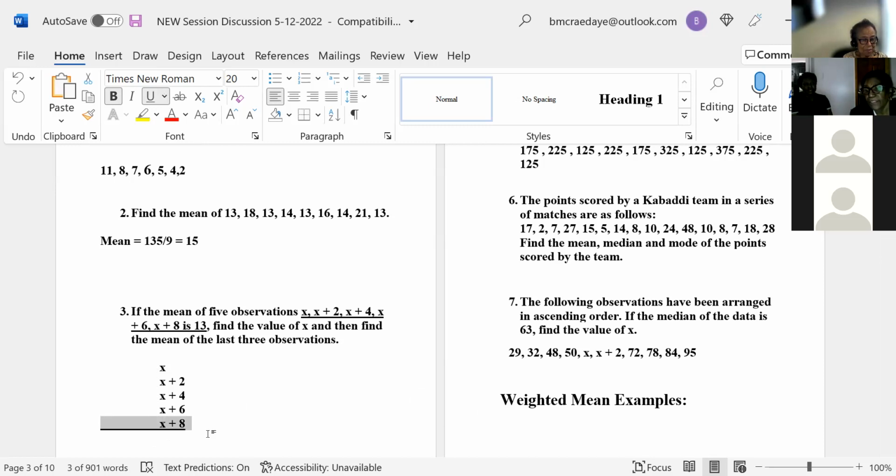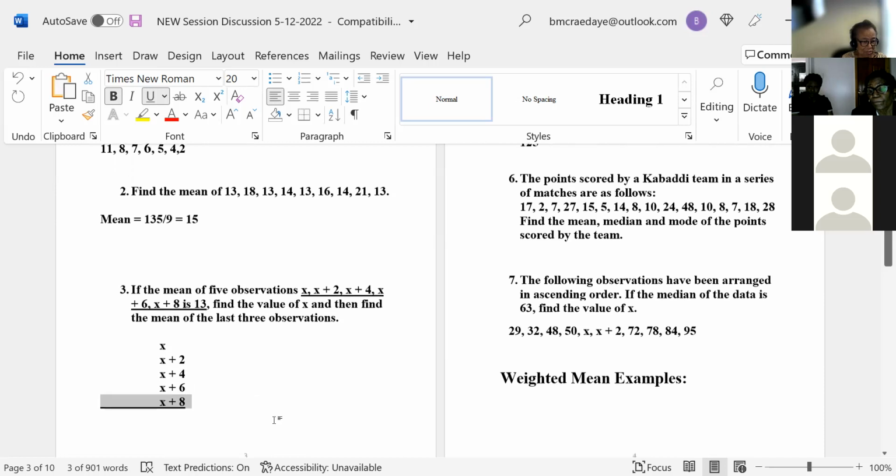So 5 sets of data. It's just that the data is not just numbers, they are variables and numbers. So if you add up this total and divide by 5, that gives you the mean, and they tell you that is 13. So add these up and set them equal to 13, and then you can solve for x.